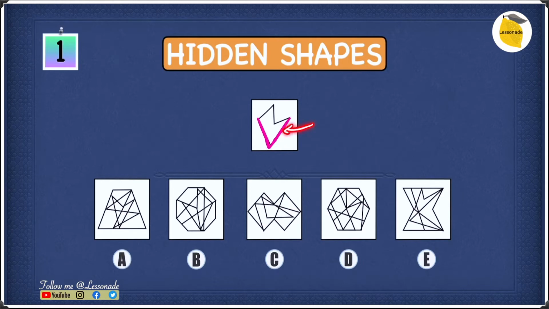So we're going to start by finding the V shape. Once we find the V shape, we're going to see whether the top bit of the shape is also the same. And if it is, that will be our answer. So let's start with A.